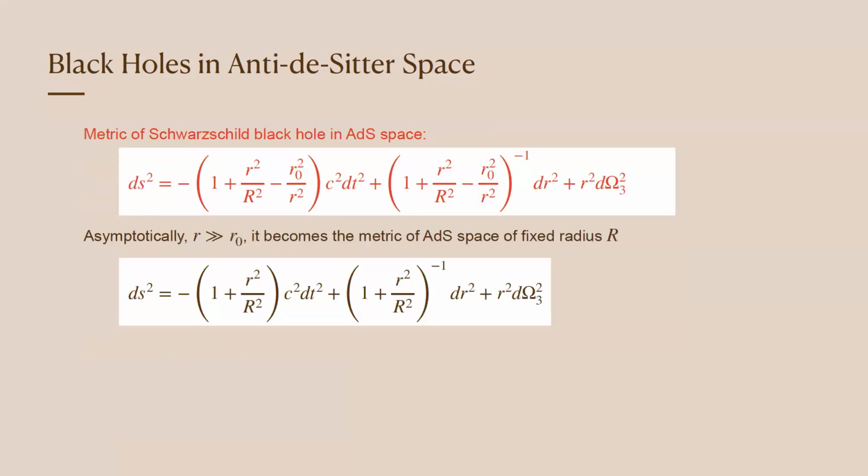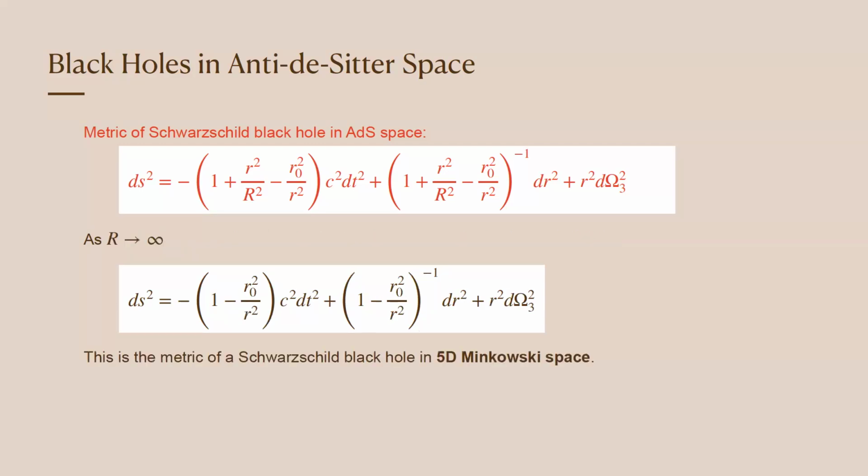Now, if you look at this metric and take this particular limit, where r becomes much larger than R0, it becomes the metric of AdS space with this AdS radius. Capital R is fixed, so it takes this particular form. This is the metric of AdS space. Now, if you take the AdS radius to infinity, what we get is the metric of the Schwarzschild black hole in flat space. So there are these connections. You can take various limits.